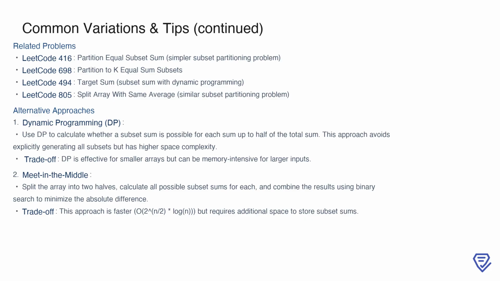Now, let's discuss alternative approaches. Dynamic programming is one option where you calculate whether a subset sum is possible for each value up to half the total sum. This avoids explicitly generating all subsets but may require significant memory for larger inputs. Another approach is the meet-in-the-middle method. By splitting the array into two halves and using binary search on pre-computed subset sums, this method achieves faster performance while trading off some additional space. Each approach has its strengths and weaknesses, so understanding their trade-offs is essential.